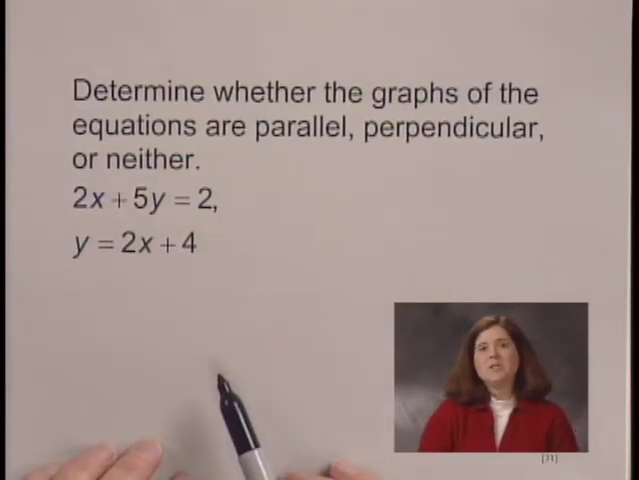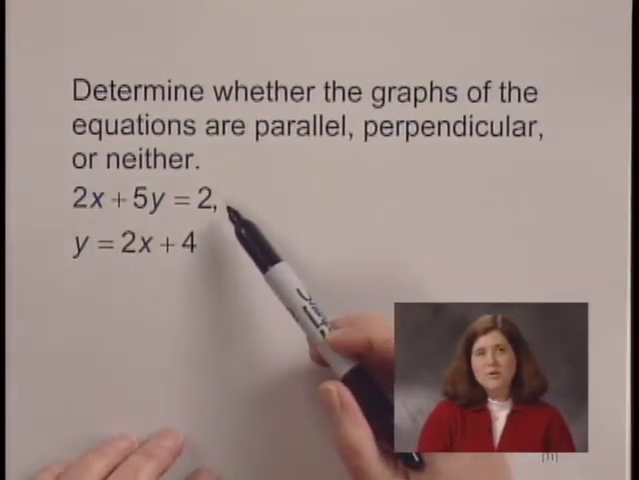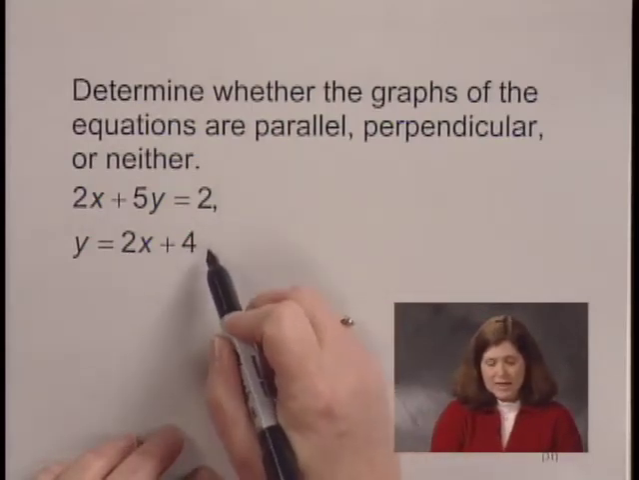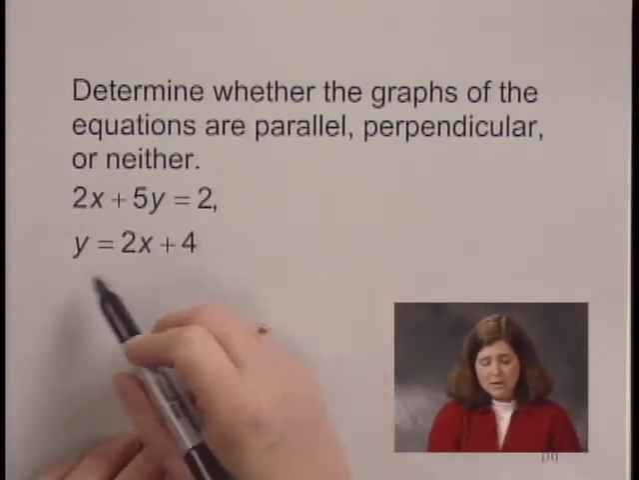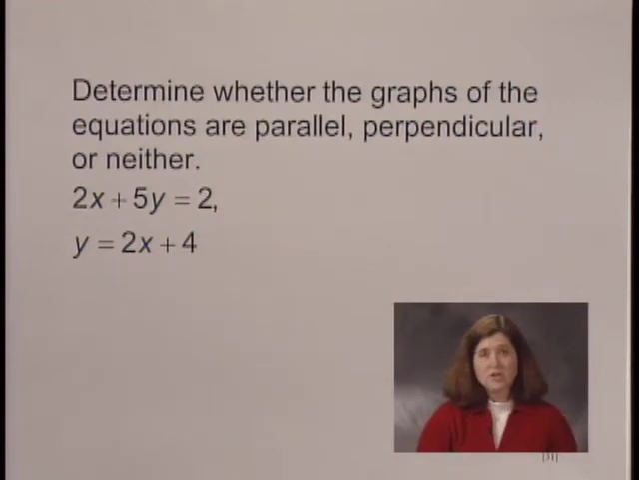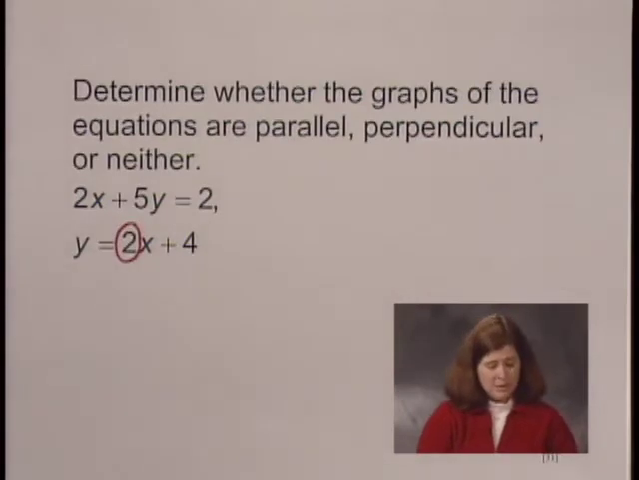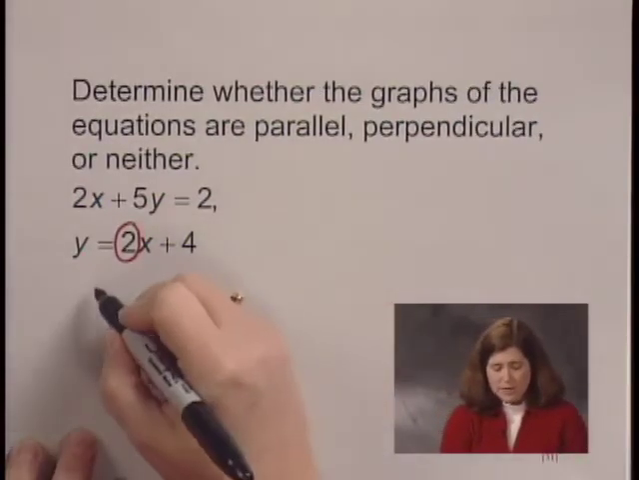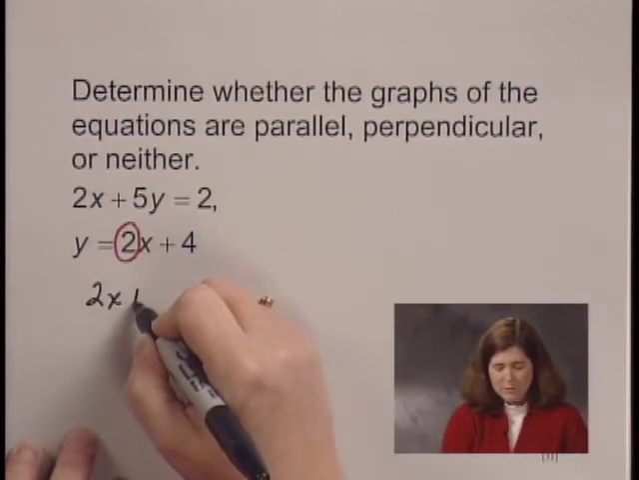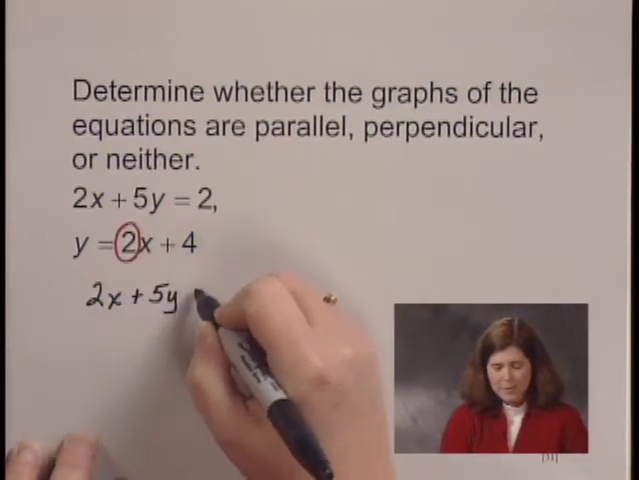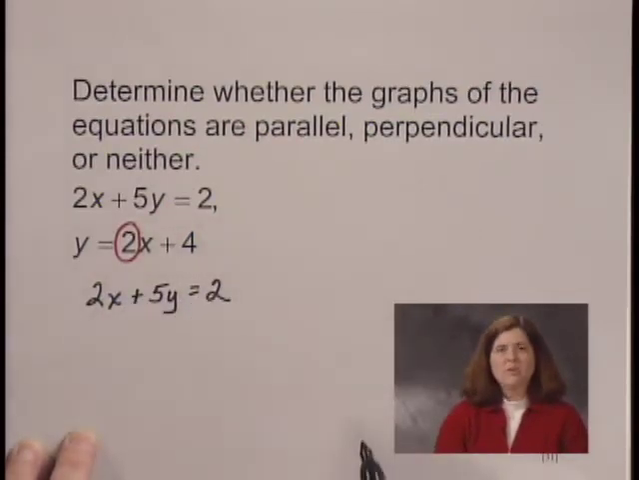In order to determine the slope, we can write the equation in slope-intercept form. This second equation is already written in slope-intercept form, and we can read directly from it that the slope of this graph is 2. The other equation is 2x plus 5y equals 2, and we want to solve that for y.